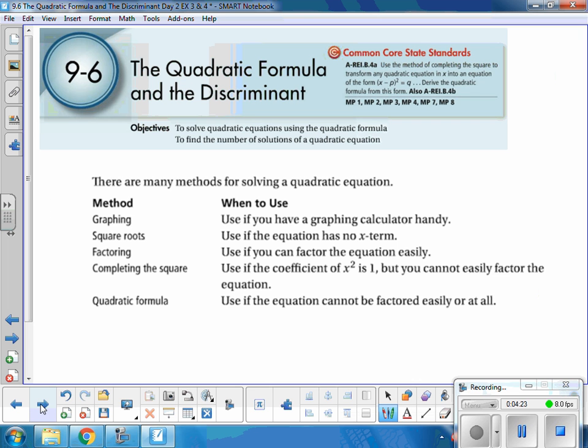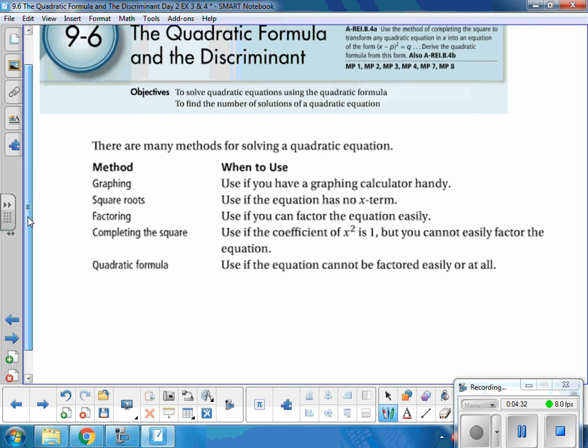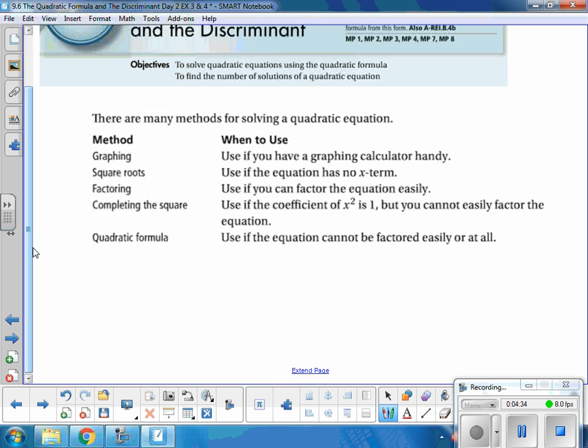All right, now let's look at another concept. There are so many methods we have for solving quadratic equations, finding those x-intercepts, and how do you know which one to use? Well, we use the method of graphing if you do have a graphing calculator handy. It's kind of nice for that. You use square roots if the equation has no x term. So keep an eye on that one. So it's talking about that second term.